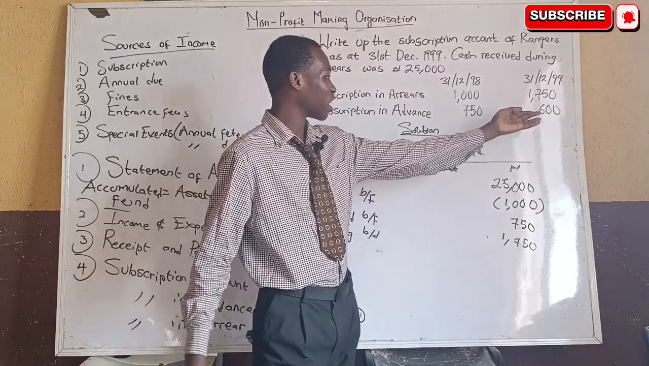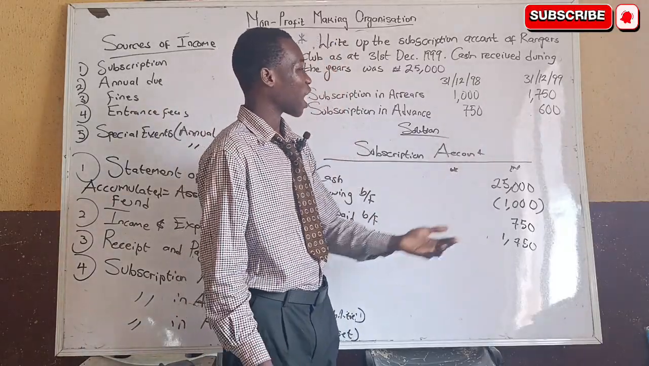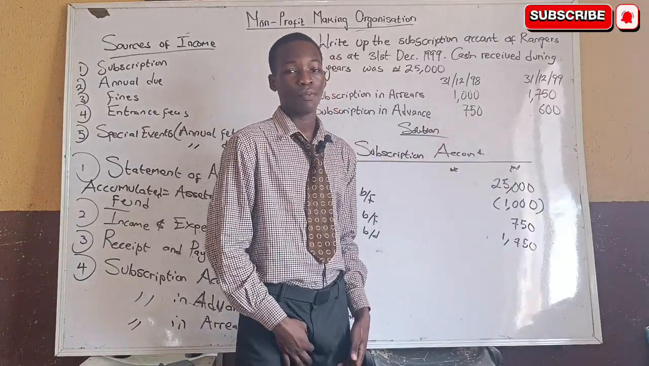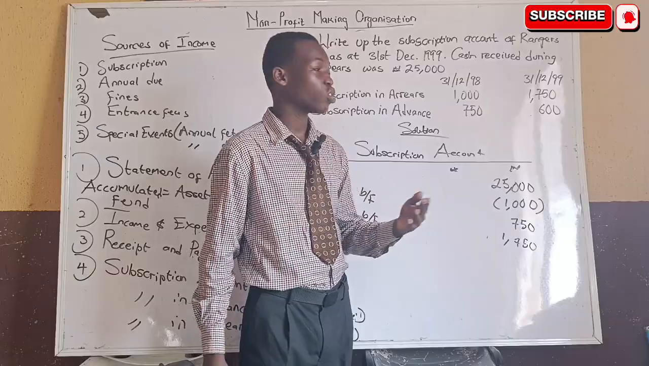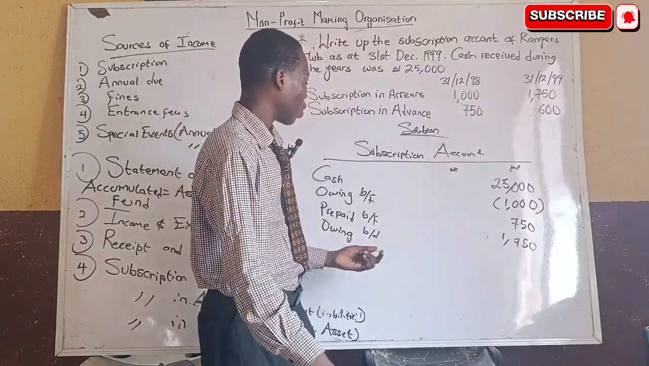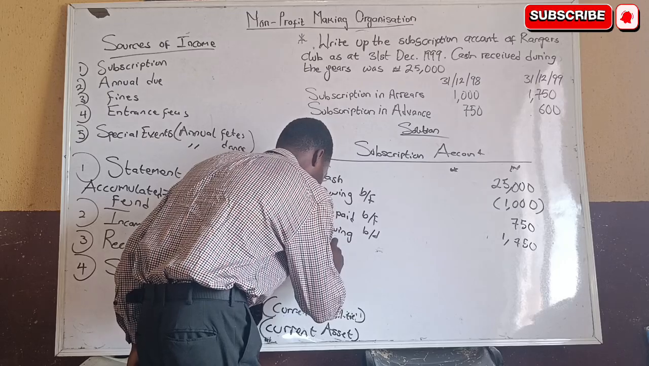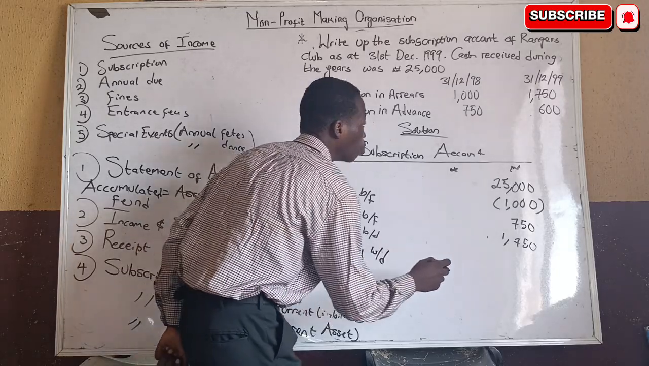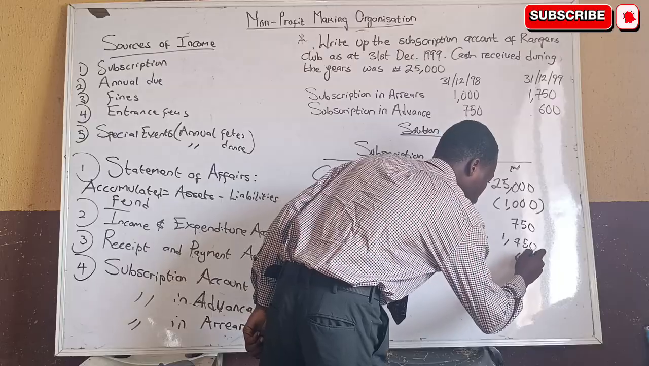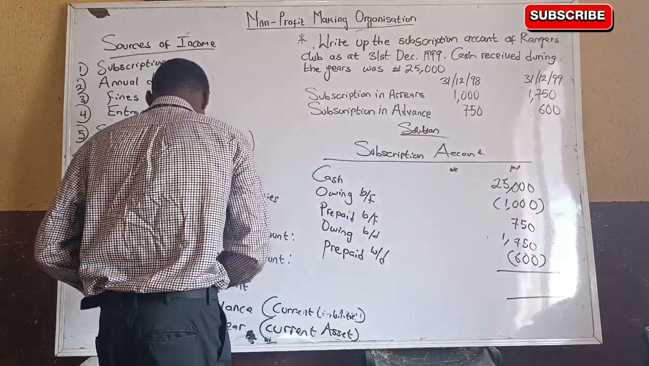Now let's look at subscription in advance. Now for December 1999, you made a subscription in advance. It simply means that it is not for year 1999 because it's in advance. That is for the next year, which is 2000. So it's going to be for 2000. And when it's not for that year, I said it earlier, we are going to subtract. So we have prepaid brought down, which is 600. We are going to subtract that. Now, what is our answer?